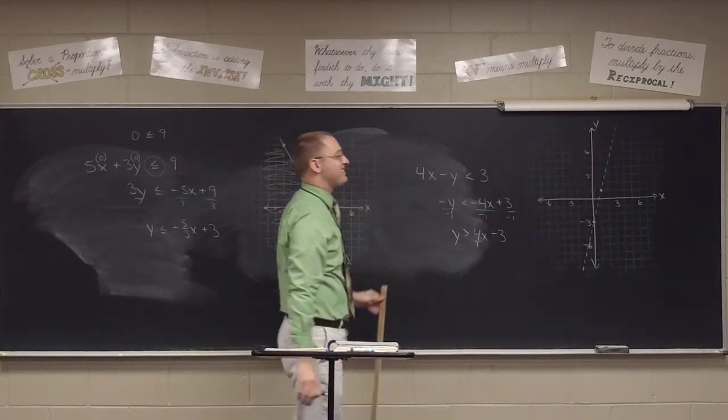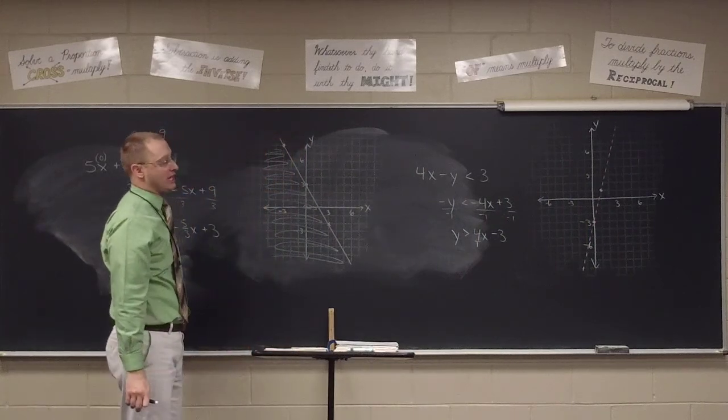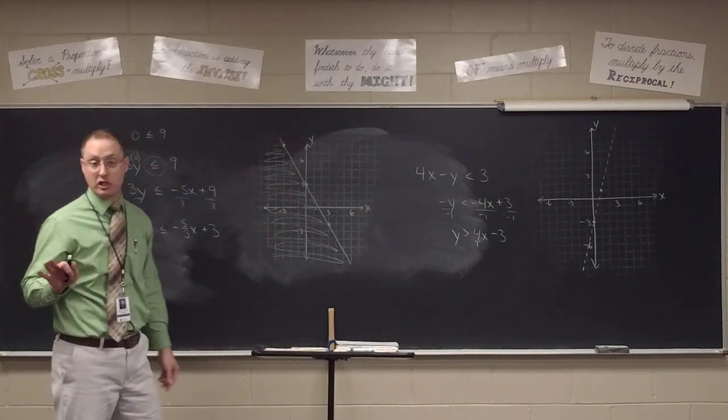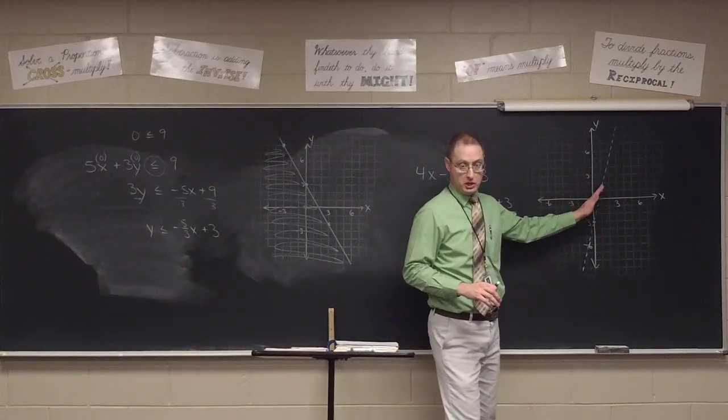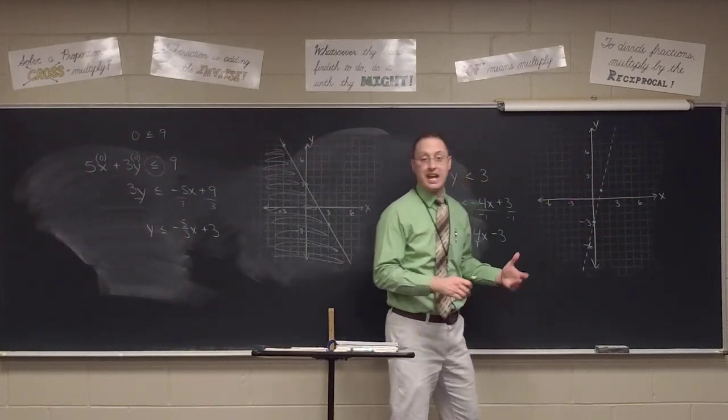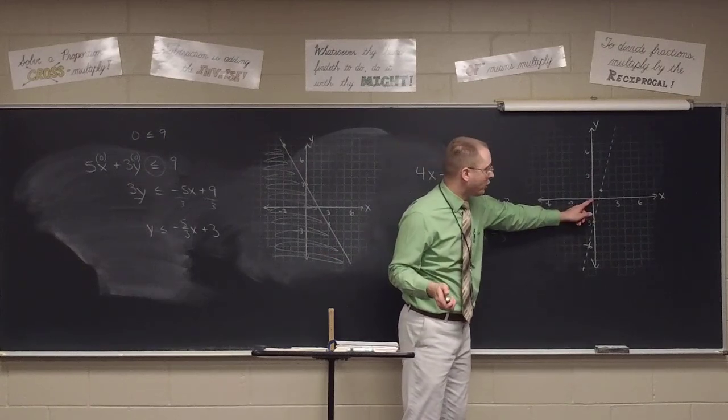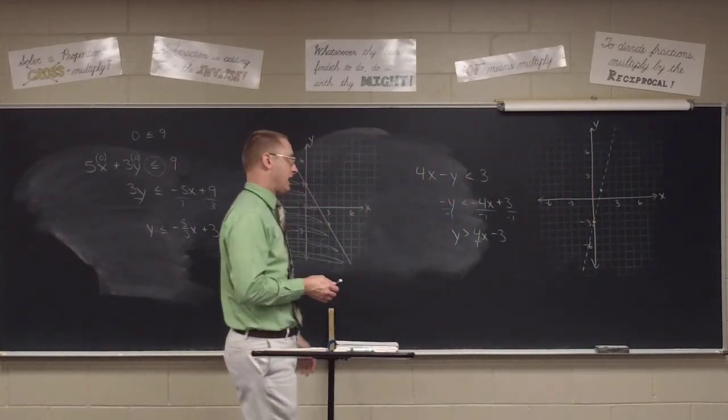But we're still not done, right? We have to shade one side or the other. Now, this line came dangerously close to the origin. And in a moment, we're going to look at some equations where the line goes through the origin. And if it does go through the origin, you can't use that as your test point. But the origin is here, just barely to the left side of the line.